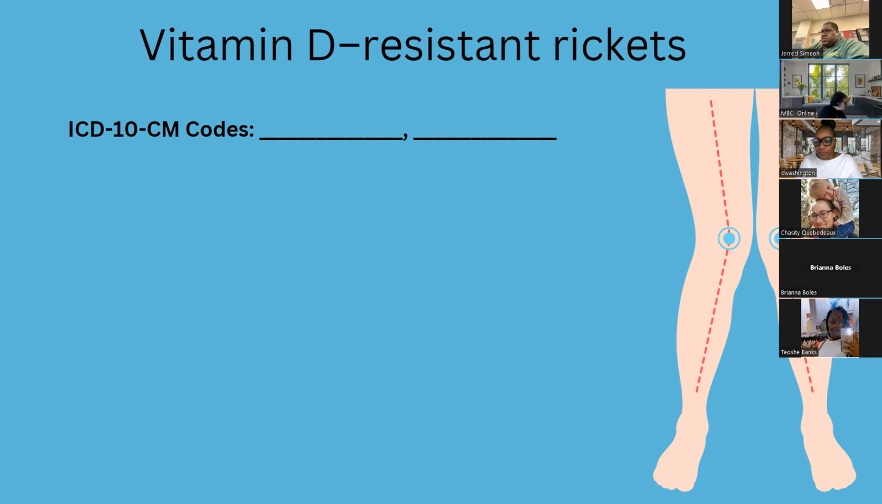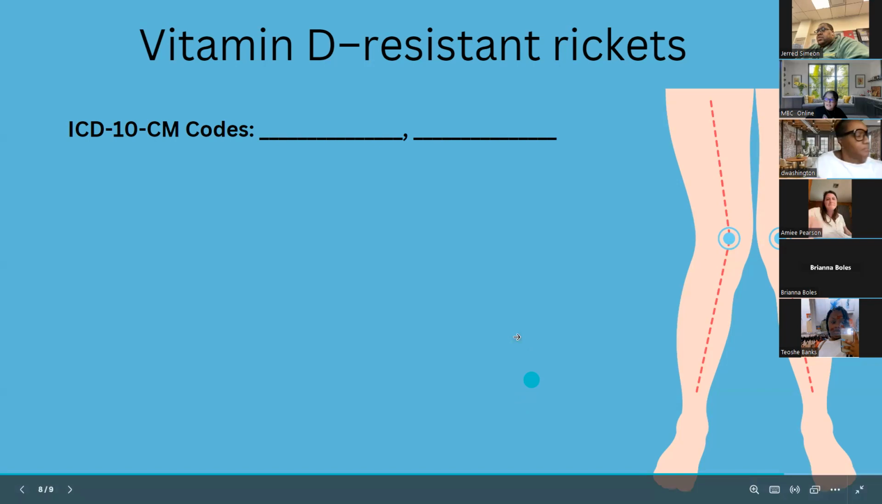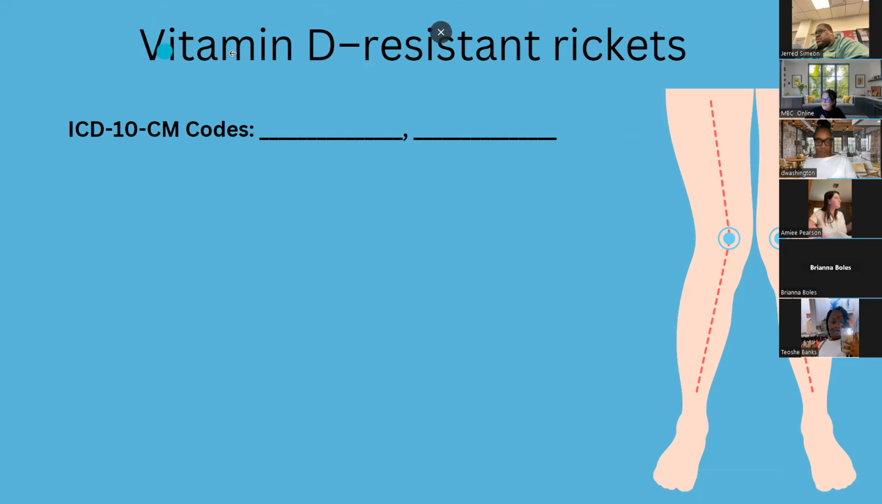E55.0. I got E83.31. All right, somebody got E83.31? Yes, but tell us why, Amy. Tell us why that's the answer and not E55.0. Because it's vitamin D resistant. Right, we have to take into consideration the other parts of the scenario.